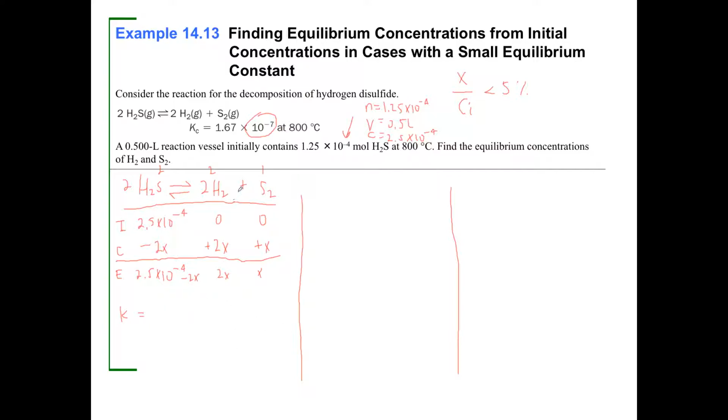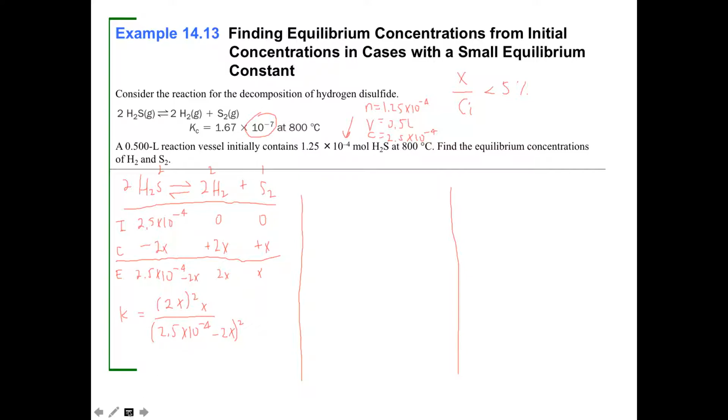So this is going to be 2x squared times x over 2.5 times 10 to the minus 4 minus 2x. And that's the point right here, folks. That is the point right there. The question is, if this is a much smaller number than this, I can neglect it. Okay? But I'm afraid it's not because that's small right now. You see that?